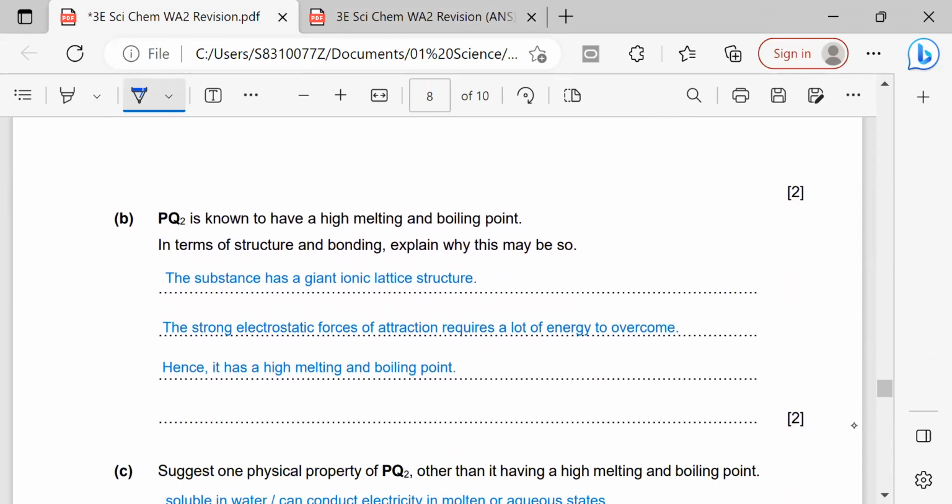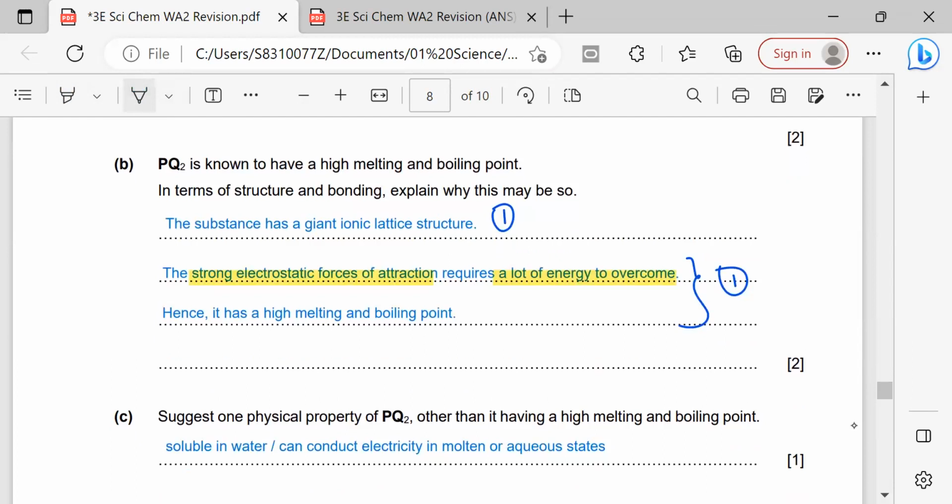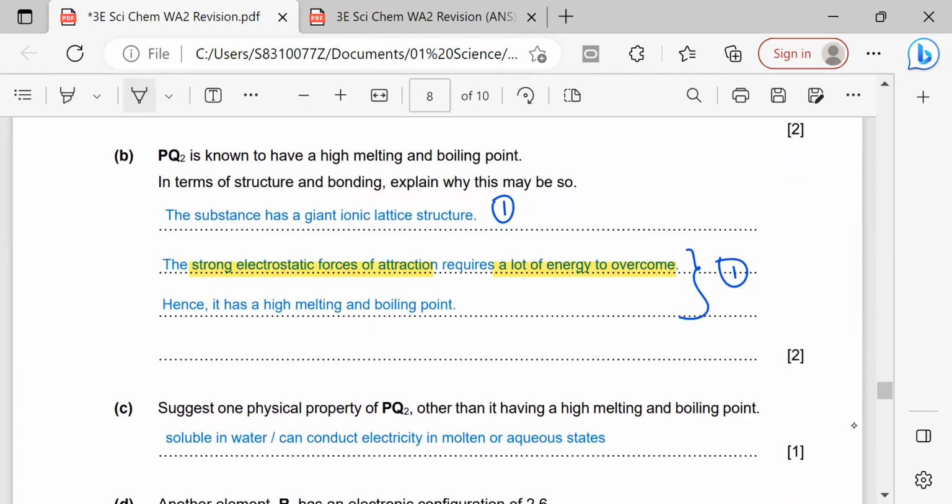Part B is an explanation question. Again, you are supposed to explain why it has a high melting point as well as a boiling point. So talk about the structure first. 1 mark for the structure that is correctly written, and second mark will be when you talk about the presence of the strong electrostatic forces of attraction, and that this requires a lot of energy to overcome. So again, it's very standard, and take some effort to remember them, and you will not go wrong.